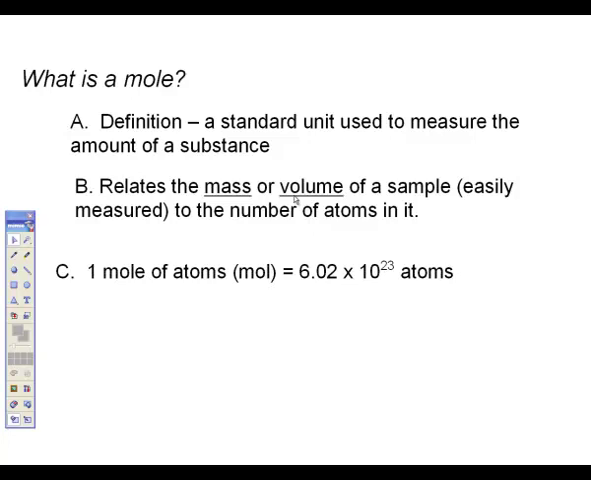1 mole of atoms is 6.02 times 10 to the 23rd atoms. In fact, 1 mole of anything is 6.02 times 10 to the 23rd of whatever the smallest piece of that thing is. For example, 1 mole of pennies is 6.02 times 10 to the 23rd individual pennies.